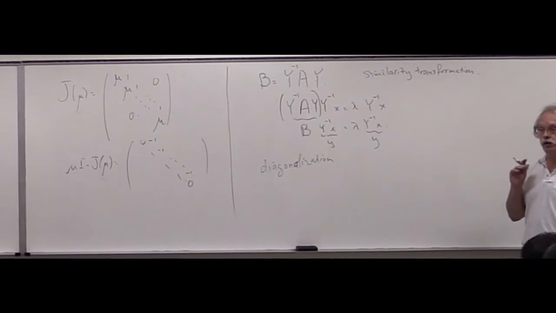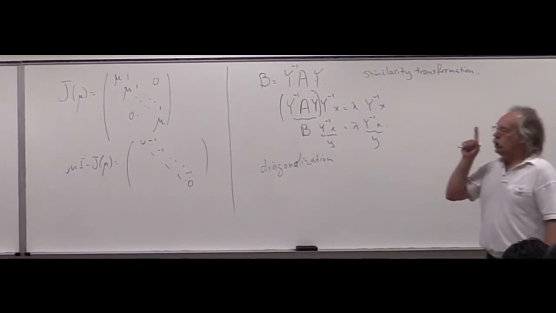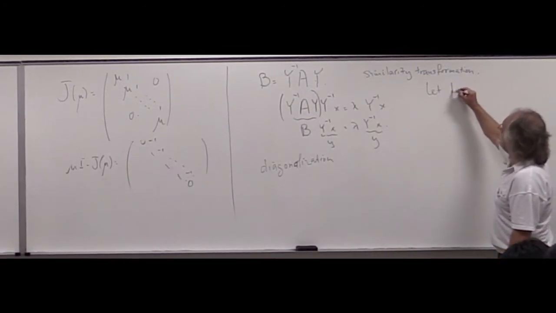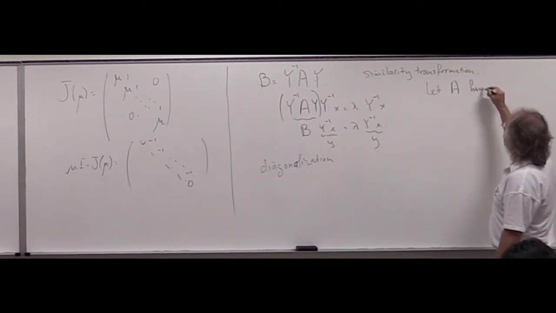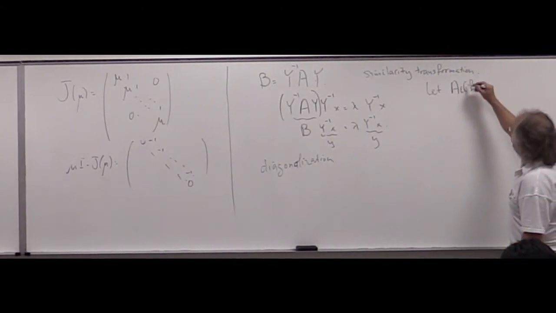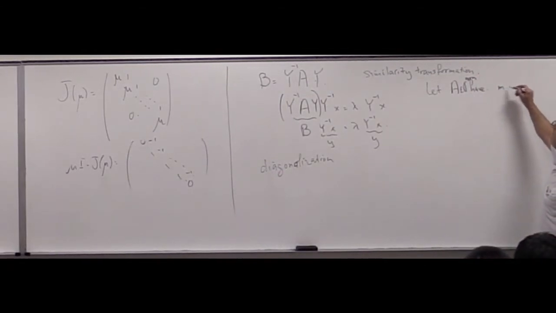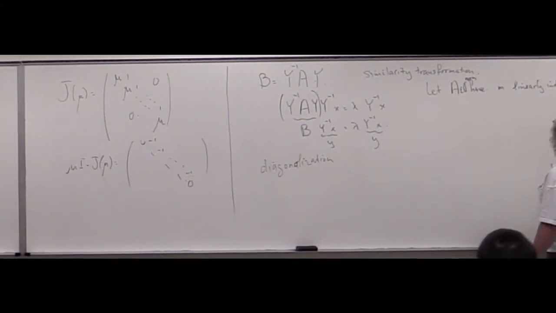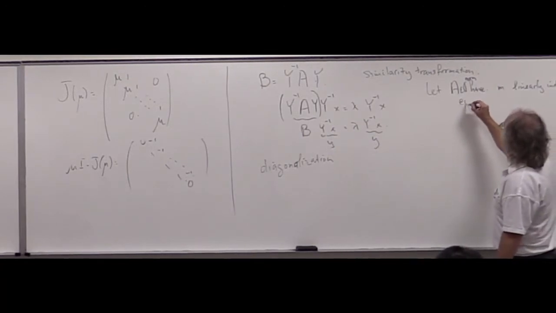So let's start with matrices that can be diagonalized. There are a few little things that... So, let A be m by m, have m linearly independent eigenvalues.